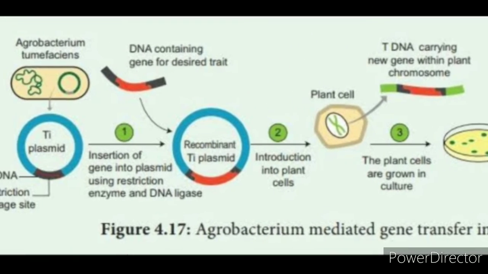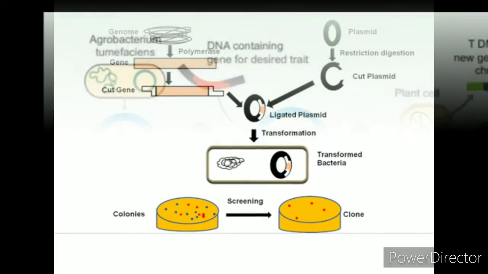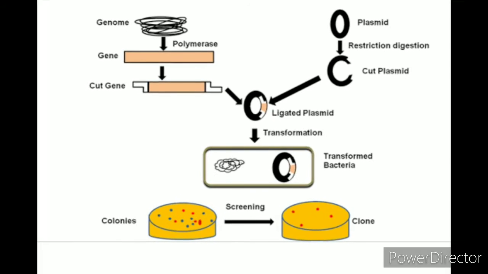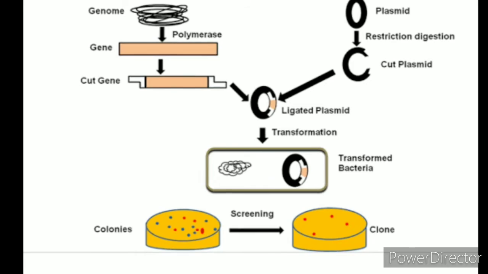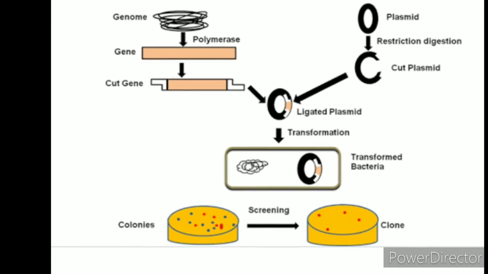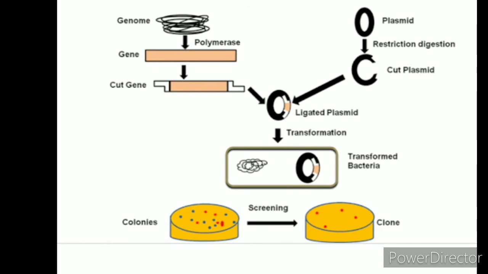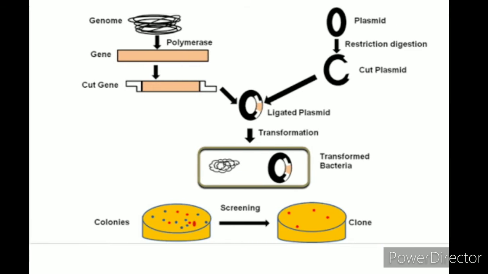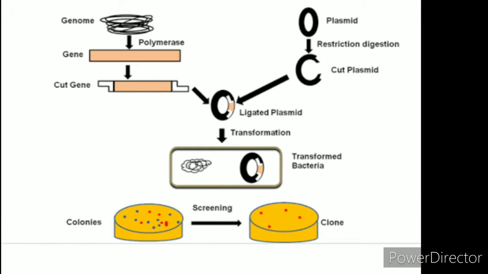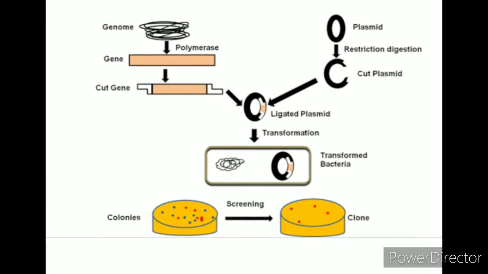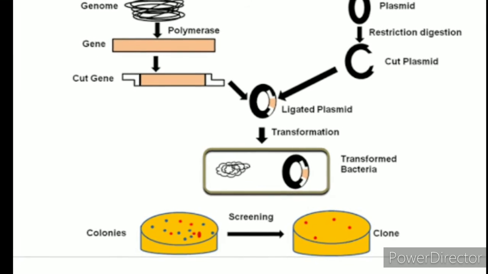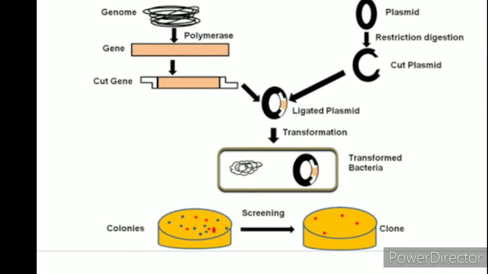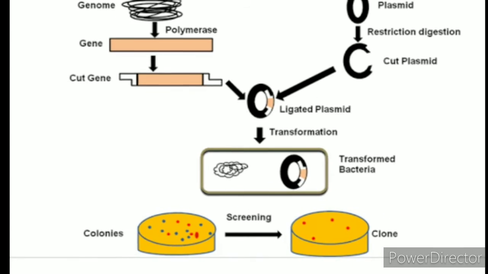Next one is screening for recombinants. After the introduction of rDNA into a suitable host cell, it is essential to identify those cells which have received the rDNA molecule. This process is called screening. The vector or foreign DNA present in the recombinant cells expresses the characters, while the non-recombinants do not express the character.